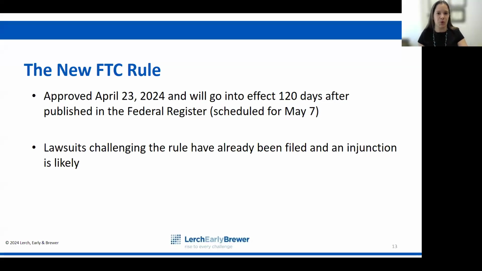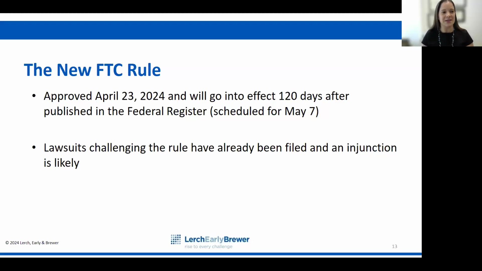The new rule was approved by the FTC on April 23rd. It is set to go into effect 120 days after it's published in the Federal Register. That's anticipated to happen May 7th. So we're looking at a late August effective date.